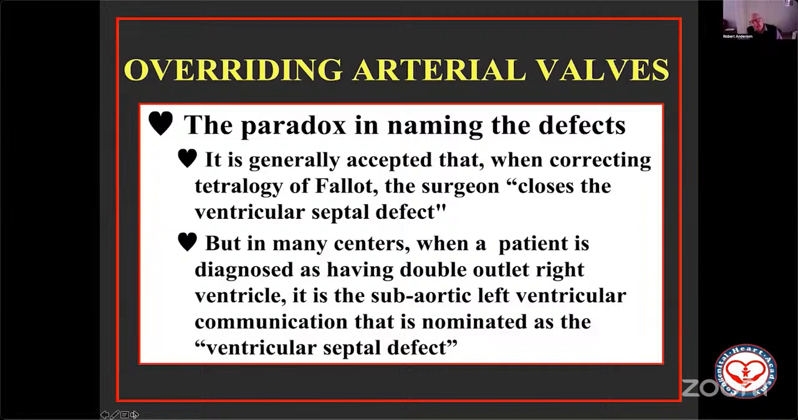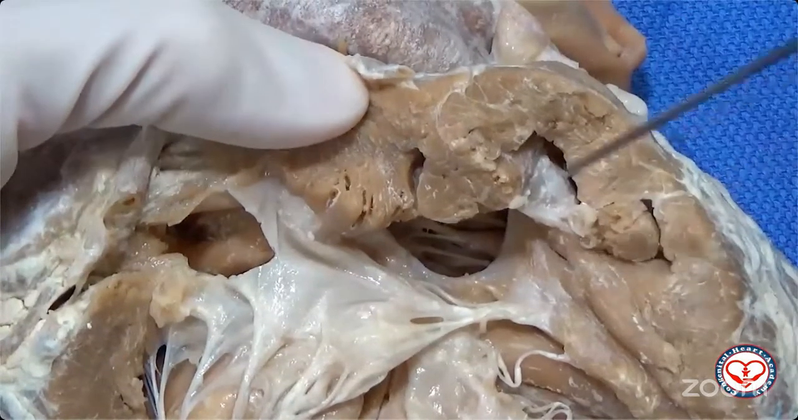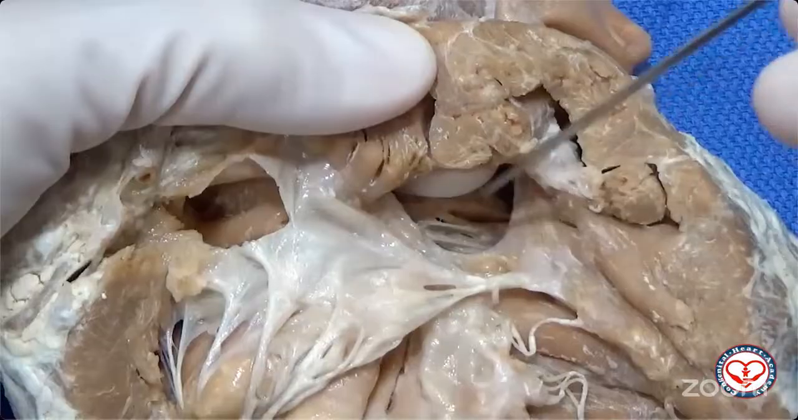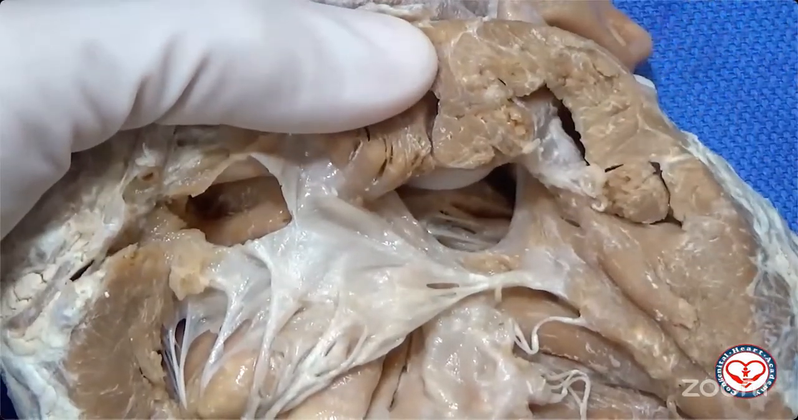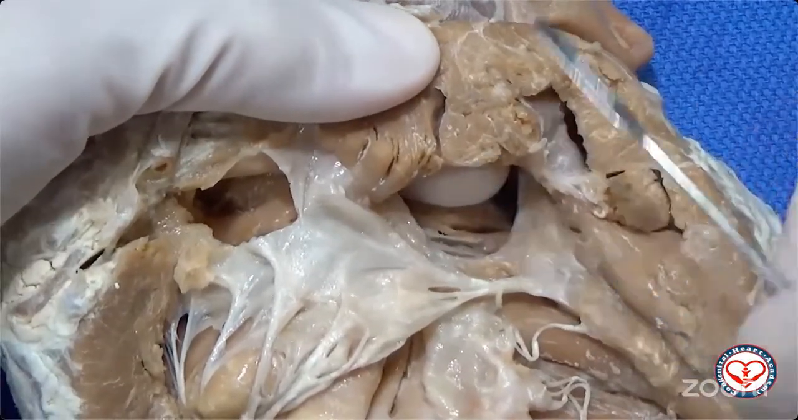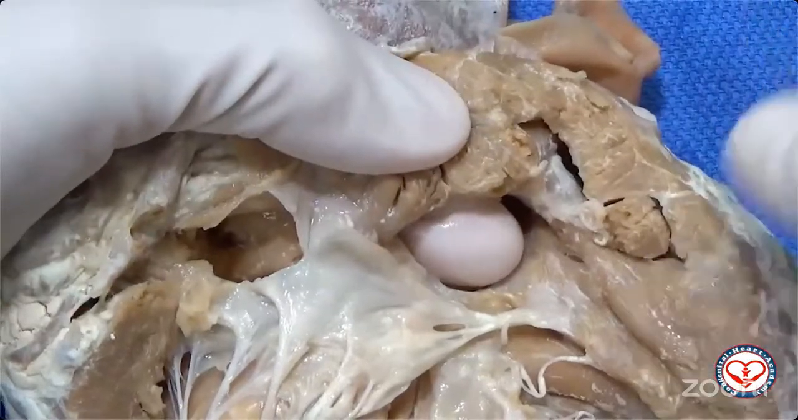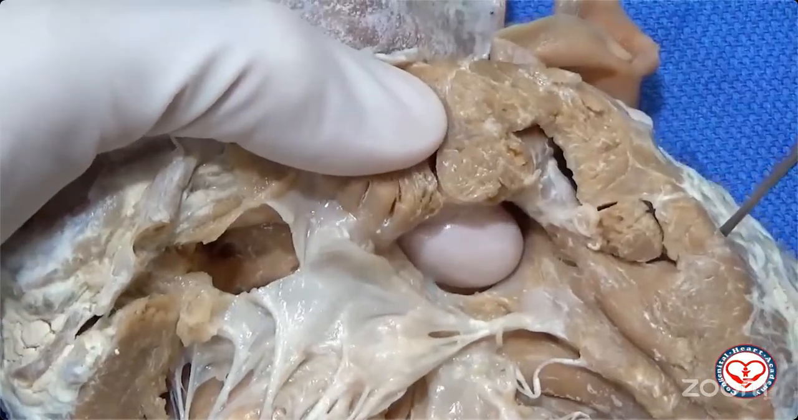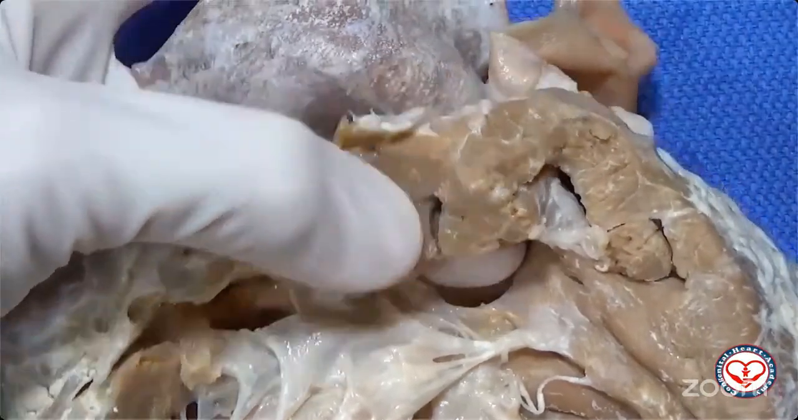So let's go back to those hearts you've seen already, and let's ask Diane to discuss this again in terms of the paradox we have in naming these defects. The area considered as the ventricular septal defect is this subaortic to right ventricular communication. A patch will be placed in this area to restore septal integrity. So if I put my finger in there, you can see how the ventricular septal defect would be patched, putting the aorta back into total communication with the left ventricle.